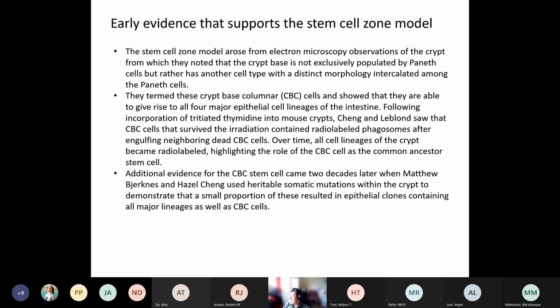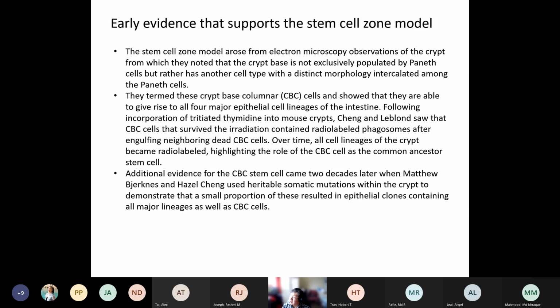So what's their evidence for the second model? Their evidence is firstly electron microscopy. They observed the shape of the Paneth cell at the bottom of that crypt, the crypt base, but they saw there are some other cells that don't have the typical morphology of the Paneth cell. So that's the first evidence. There are other cell types there.